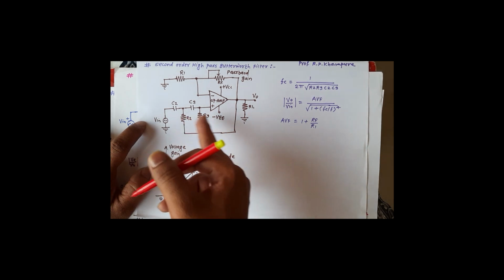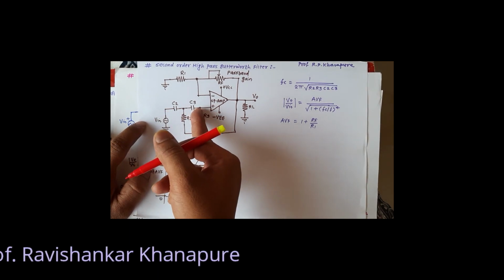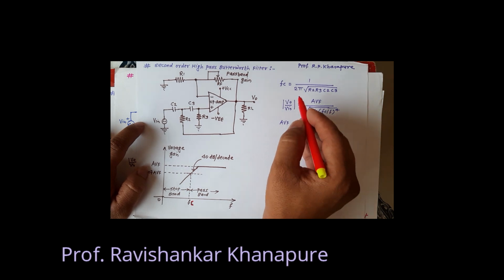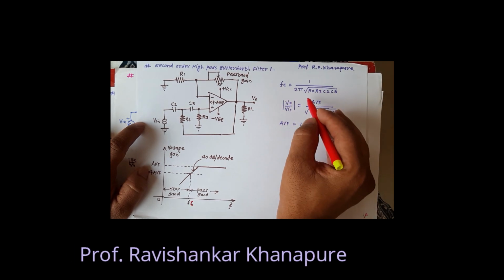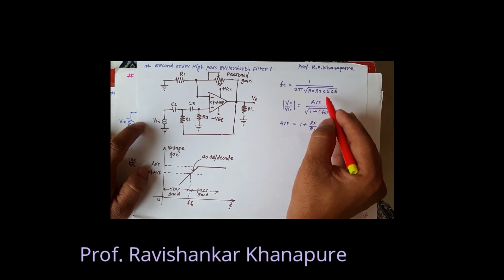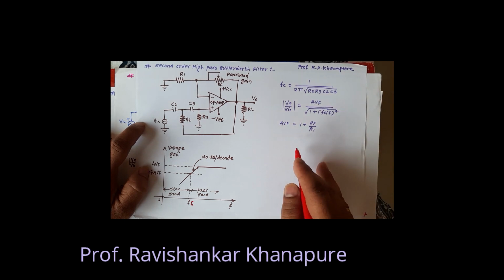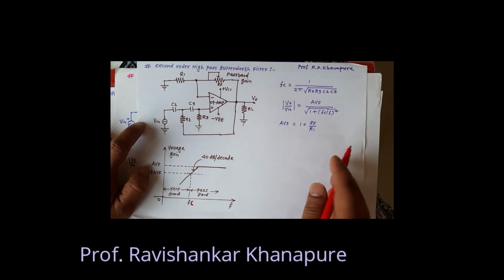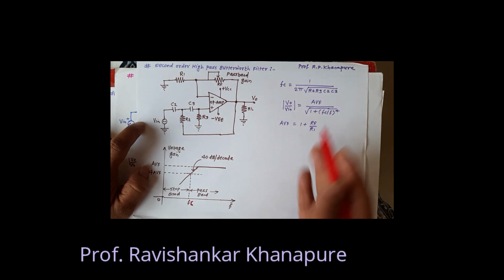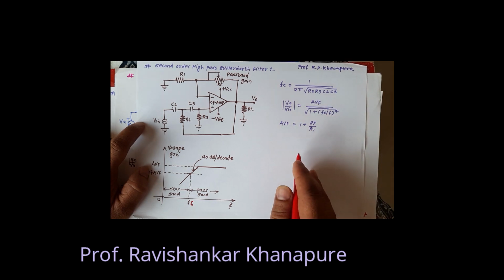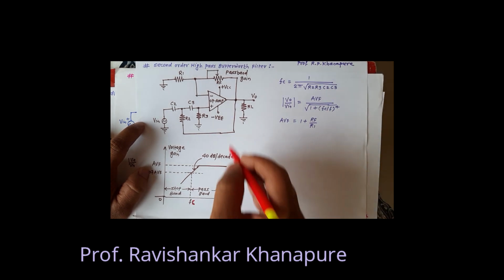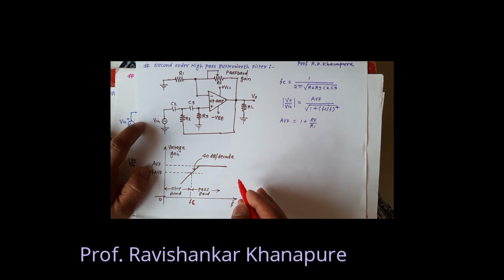This cutoff frequency again depends on the values of R2, R3, C2, C3. So the equation for this cutoff frequency FC is equal to 1 upon 2 pi root of R2 R3 C2 C3. If the values of R and C are more, then the cutoff frequency will be less from this equation. Okay.